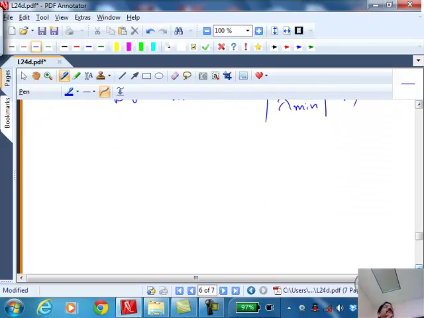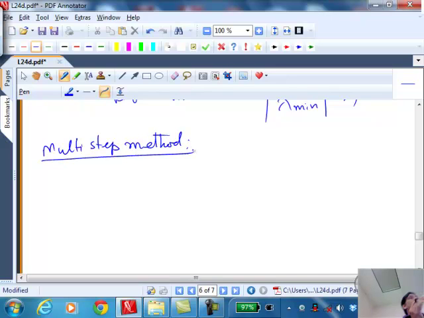Okay, the very last idea that I want to introduce to you in initial value problems is this notion of a multi-step method. Okay. What are these? How do we develop them? And why do we develop them? So the multi-step methods are methods that require more than a single step.